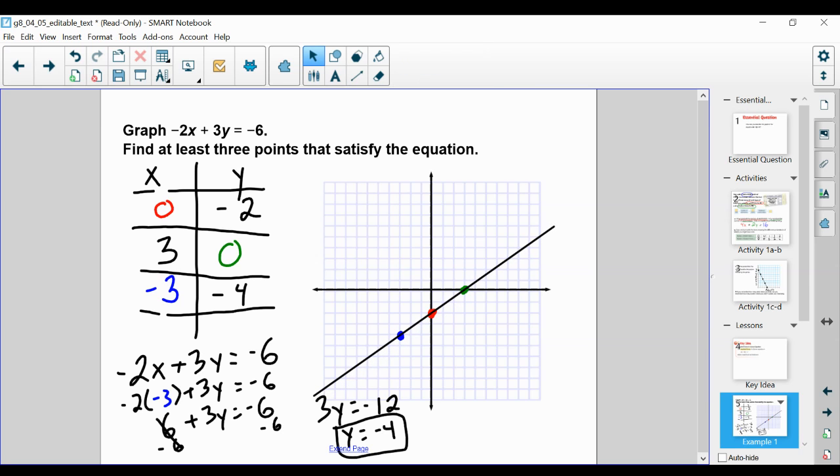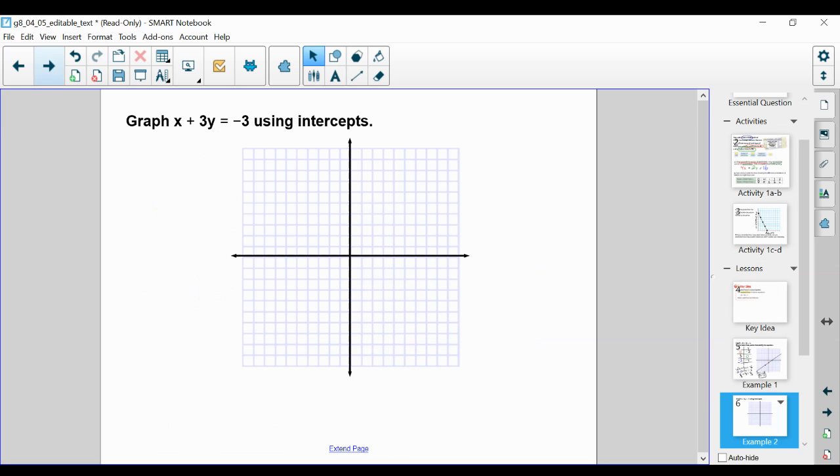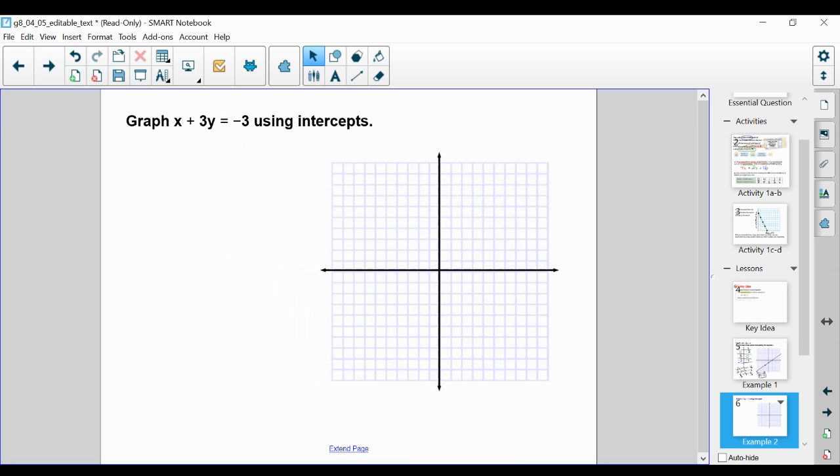Awesome. So that was a bit tougher, right? That was a bit tougher by this whole guessing and checking method. If only there was an easier way. Well, lo and behold, we have an easier way. We have this process by graphing using the intercepts. Using the intercepts. That word should ring a bell.